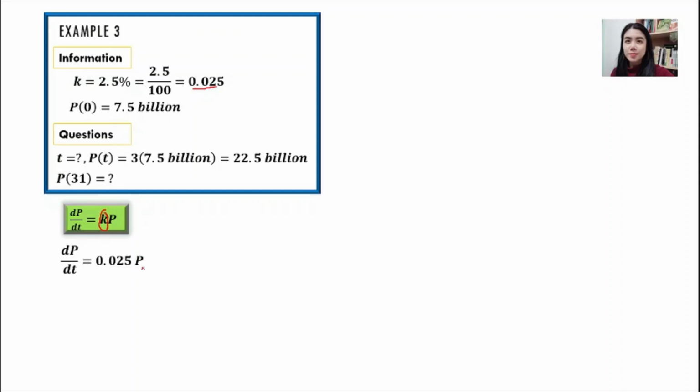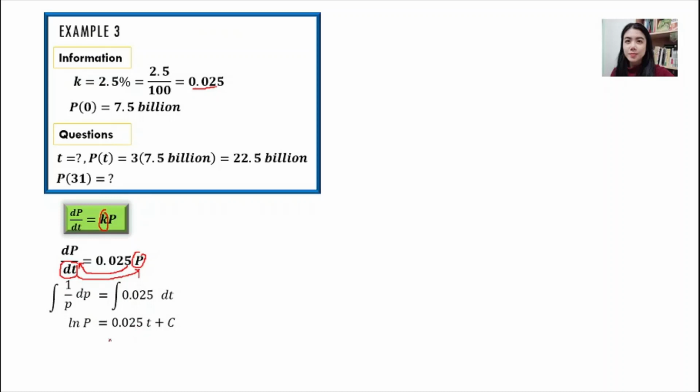Now what you have to do is use the technique of separable equations. You have to bring the p to the left hand side so it's together with the dp. So for the left hand side, you have 1 over p dp. And for the right hand side, bring the dt to the right hand side so it's together with the 0.025. Then integrate both sides. For the left hand side, you have ln p. For the right hand side, you have 0.025 t plus c.